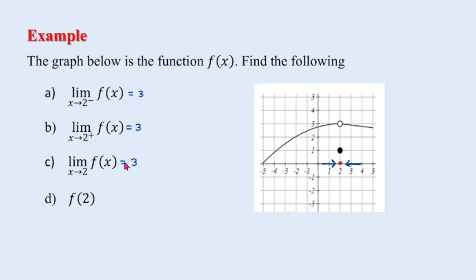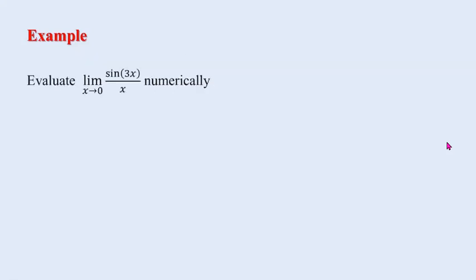And if you want to look at the value of the function at 2, it is not defined here. Instead, it's defined here by this black dot there, which is 1. So this is equal to 1. So this is how we can find the limit when the graph of the function is given. So that is the first example. Now let's move on to example 2.